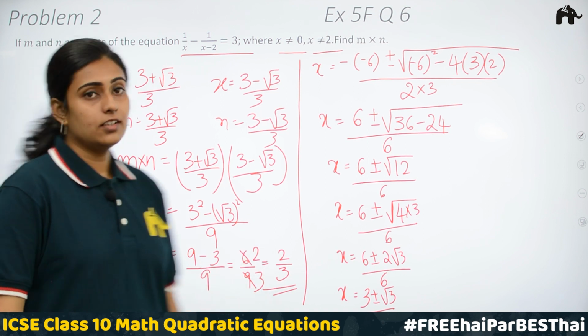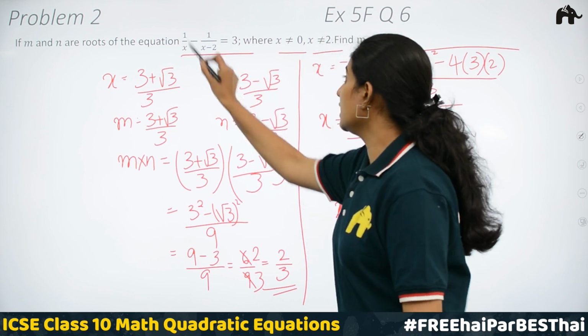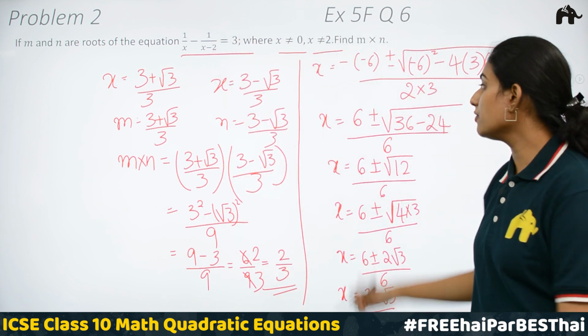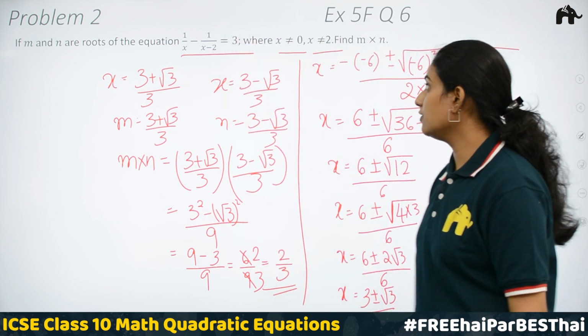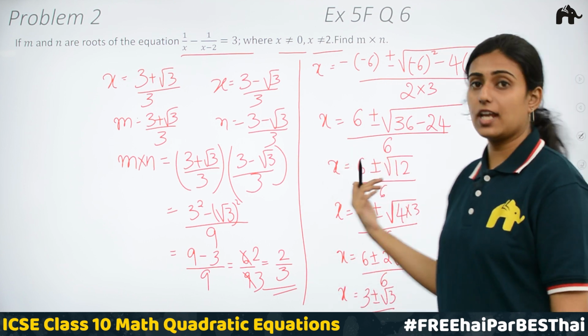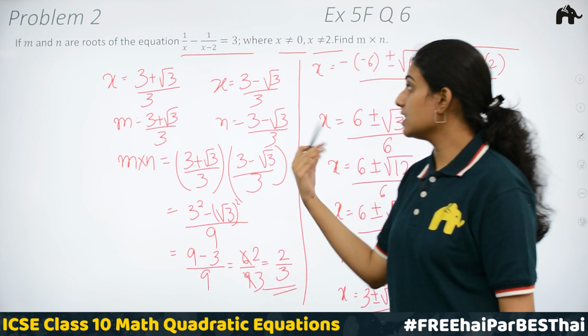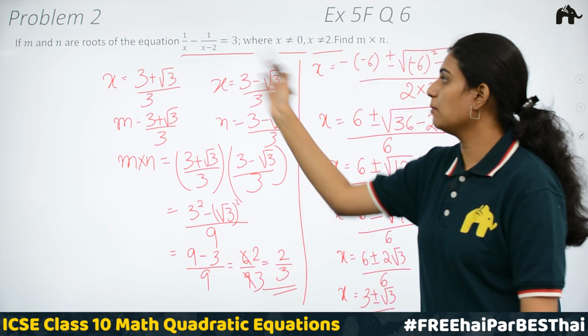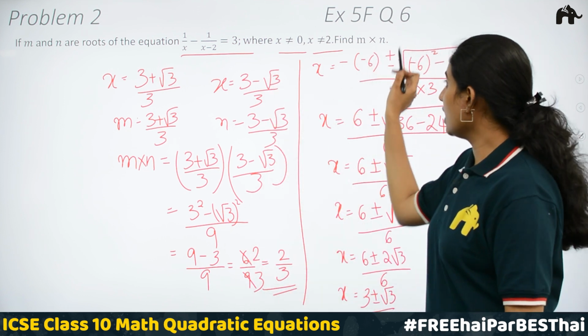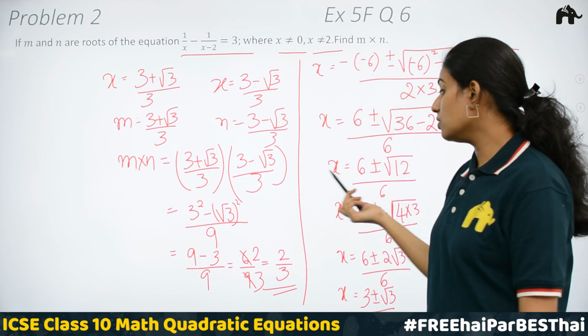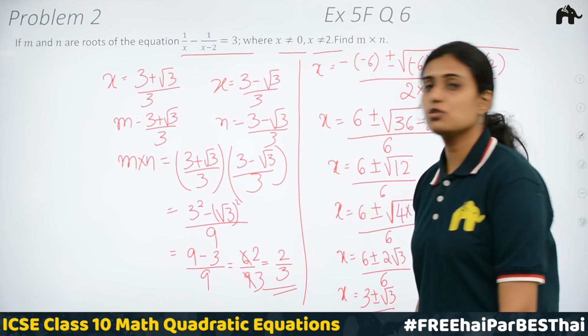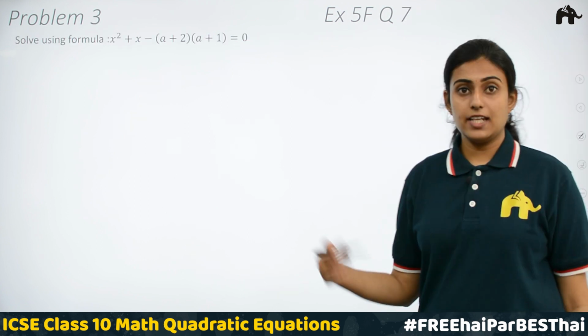Got it? Okay. First step is converting this into the standard form of a quadratic equation, after which we find two values for x, which are the values of m and n, because it is given that the roots of the equation are m and n. After that, we multiply m into n, and we get the value 2 by 3. Okay. Next problem.